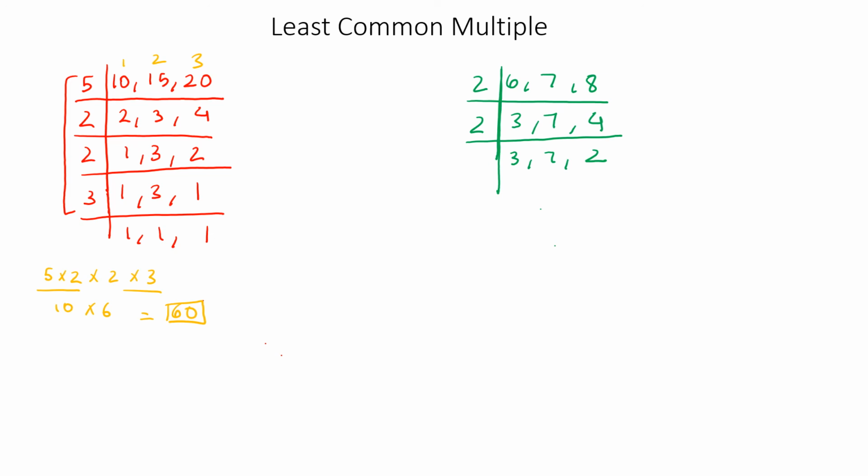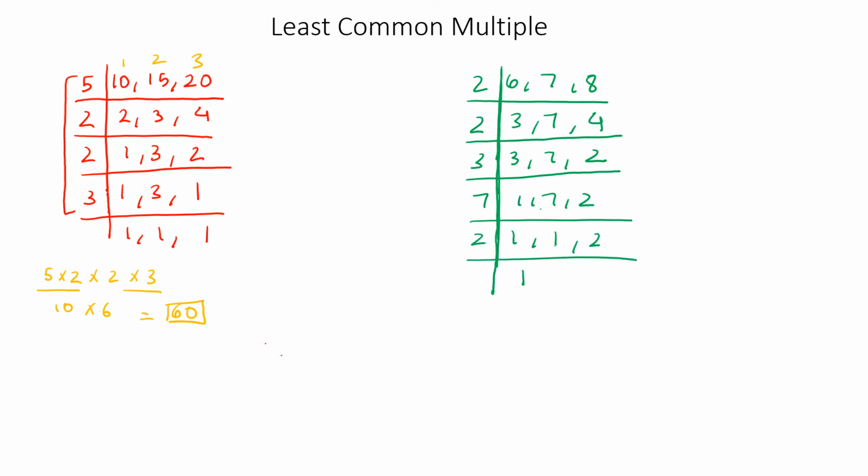Now let's just get this all equal to 1. Let's start with 3, so 1, 7, and 2. Then 7, 1, 1, and 2, and lastly 2, which becomes 1, 1, and 1.